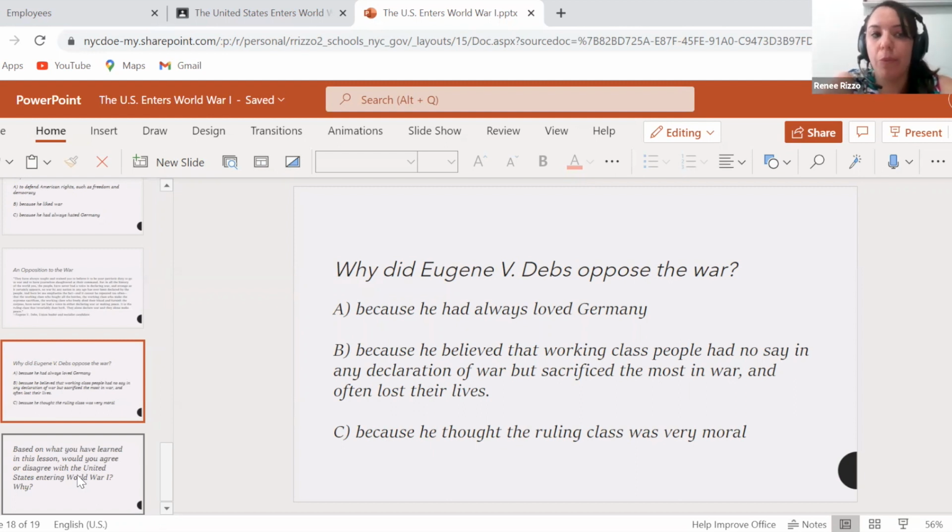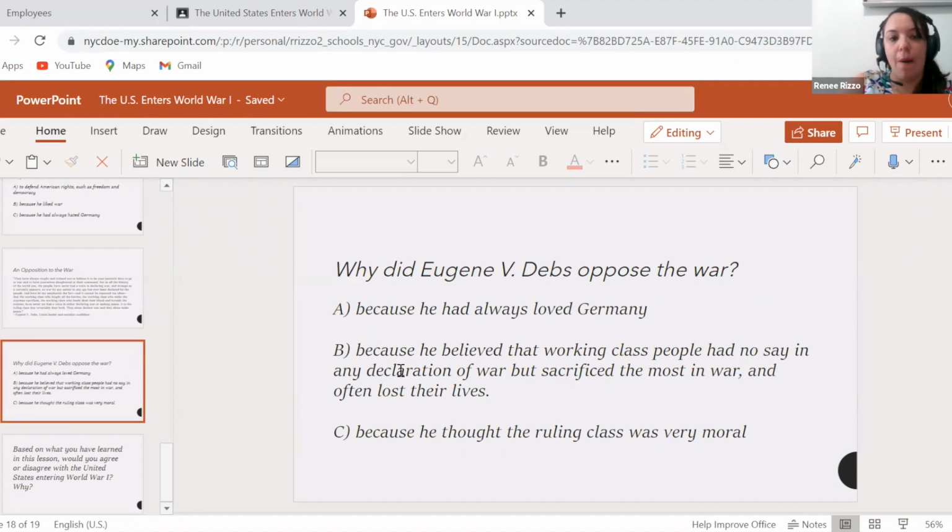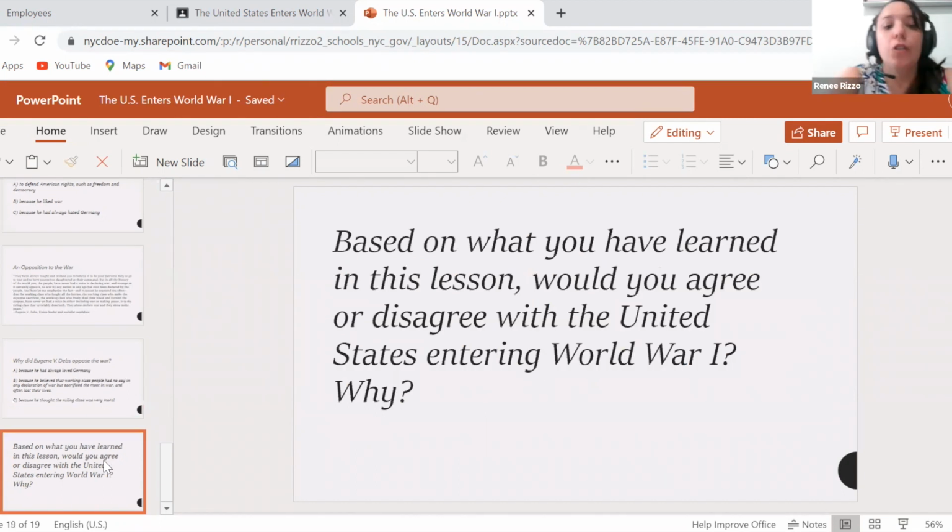So if you have trouble with this, I would go back to what he said, the previous slide, and you see a lot of evidence of B, because he believed that working class people had no say in any declaration of war, but sacrificed the most in war and often lost their lives. So I would pause on this slide and discuss.